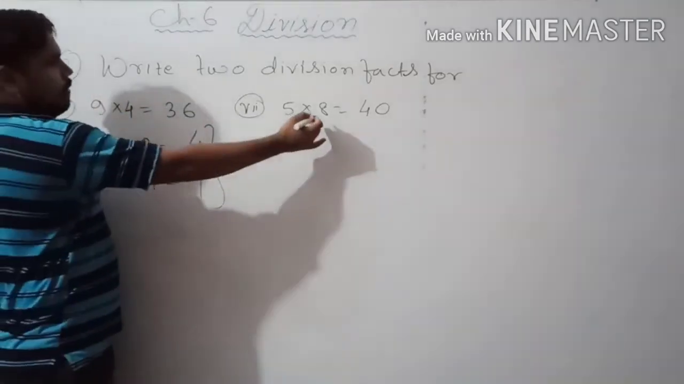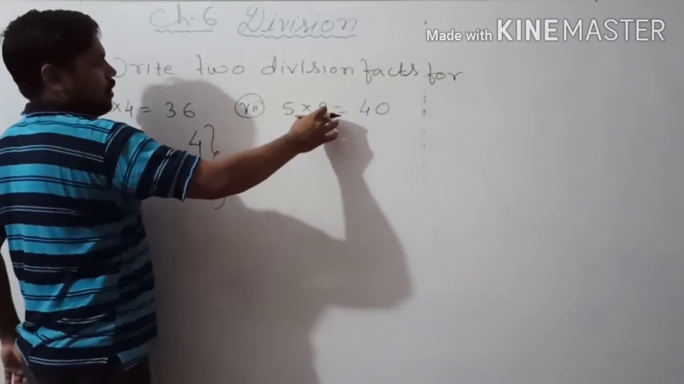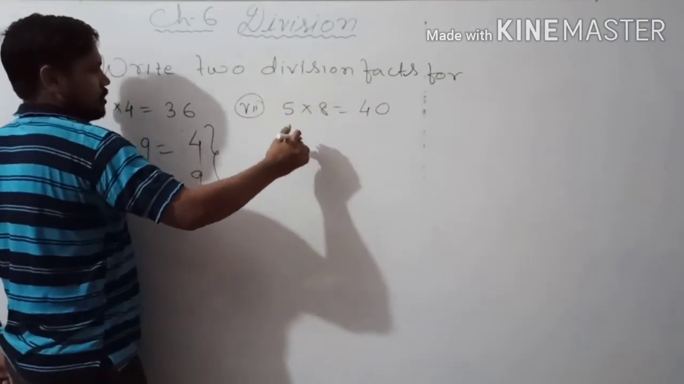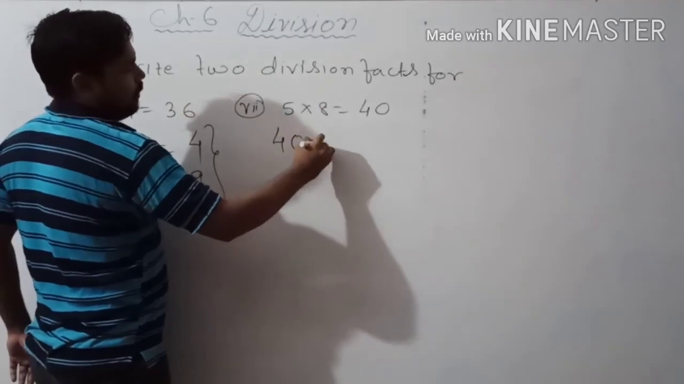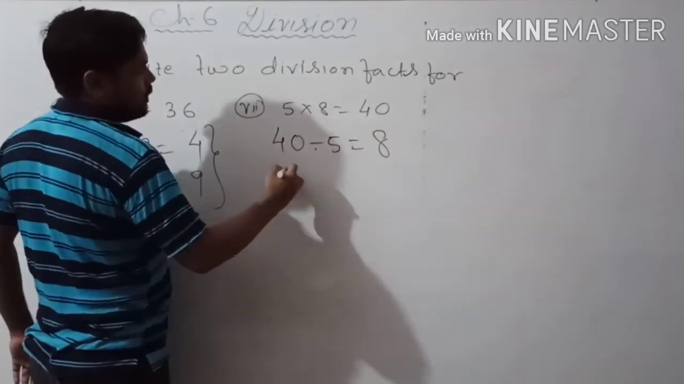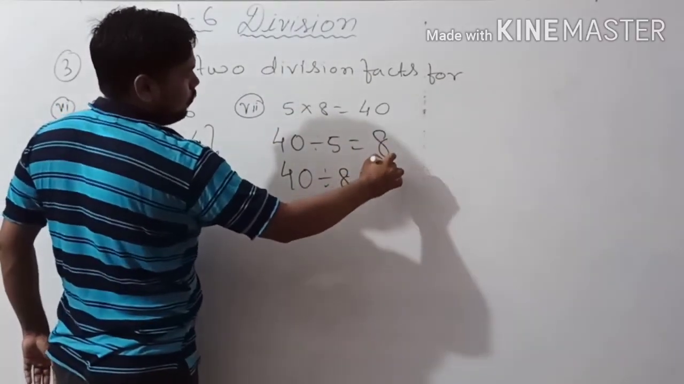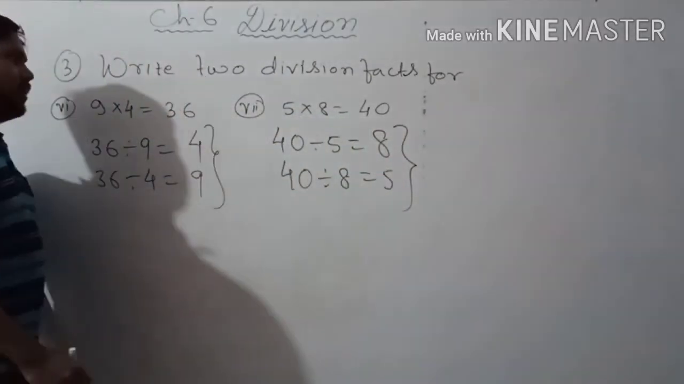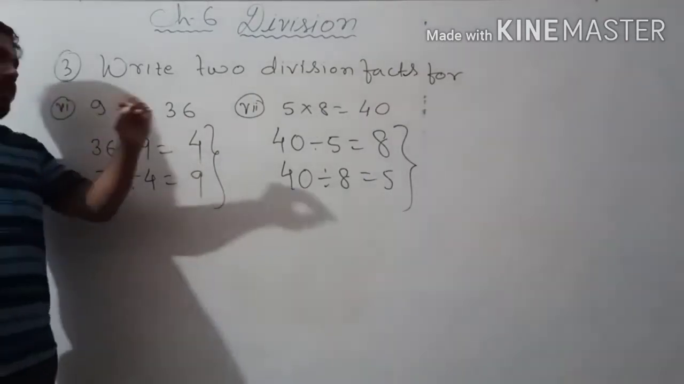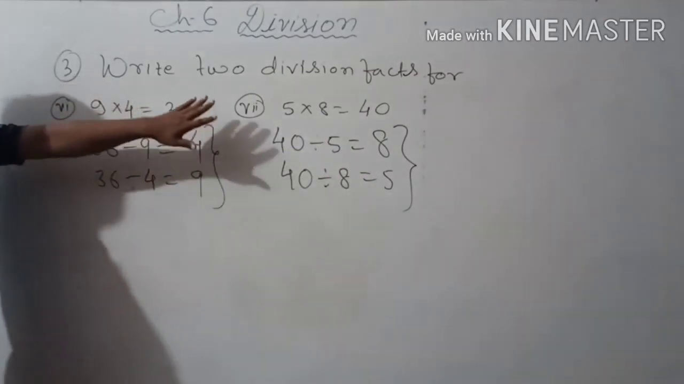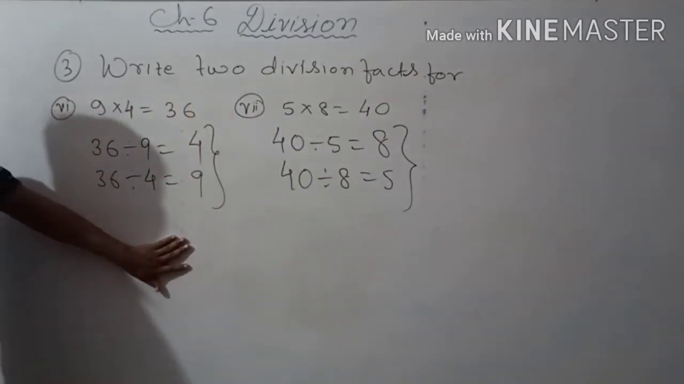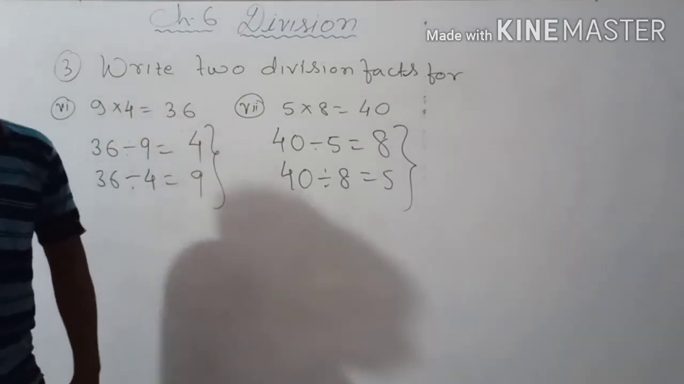And here also same thing, if you divide this by this will be the quotient, if you divide this by this will be the quotient. So 40 divided by 5 it will give 8 as the quotient, and then 40 divided by 8 will give the 5 as the quotient. So these two are the division facts of this particular multiplication. So this is how you can find out the division fact for the rest of all questions by yourself.